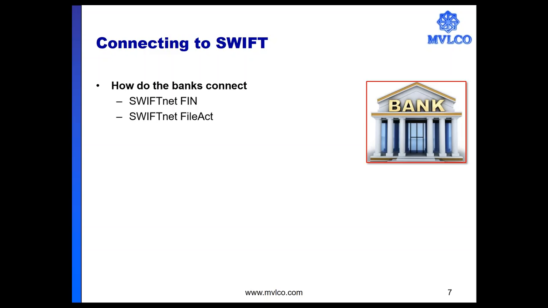So the second mechanism which we have is called SwiftNet FileAct, enabling the banks to send a bulk file containing large payment messages to other banks.